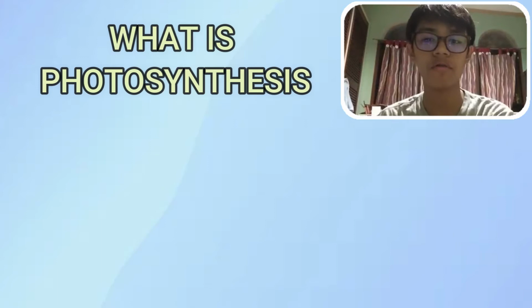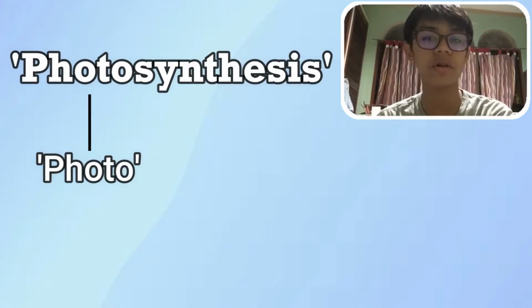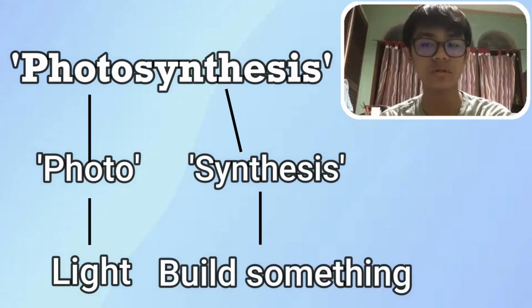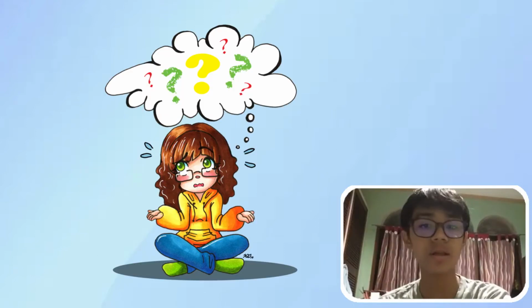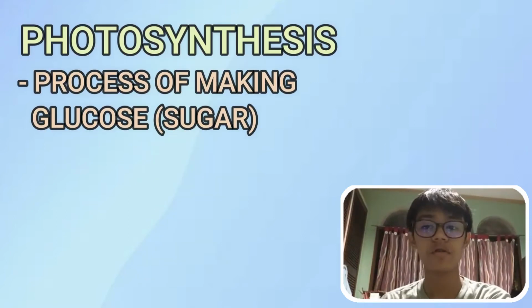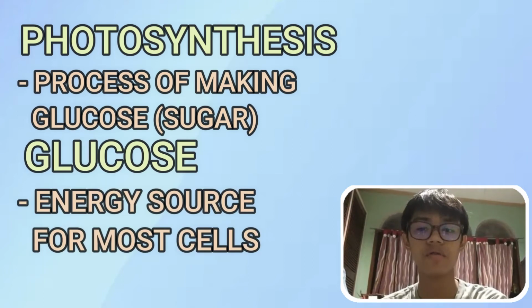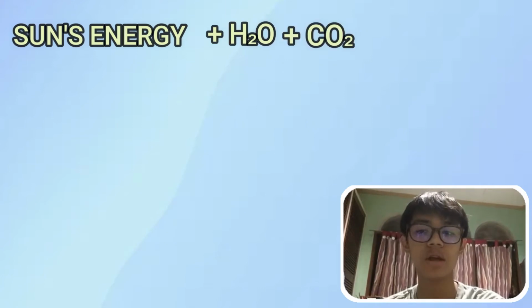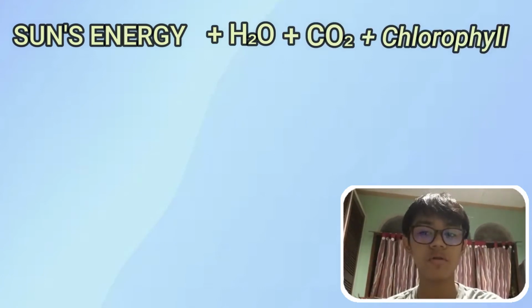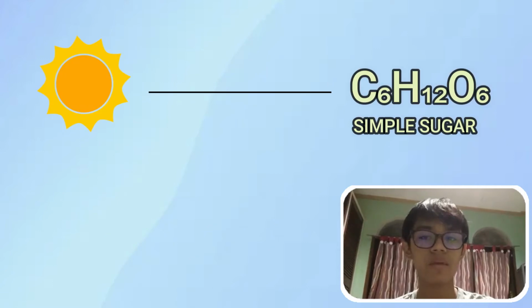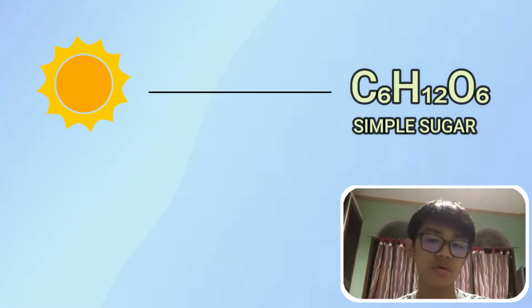What is photosynthesis? From the word photosynthesis, photo is a Greek word meaning light, and synthesis is another Greek word meaning putting together or building something. But what exactly is photosynthesis? Photosynthesis is the process of making glucose, which is the energy source for most cells. It makes this from sunlight energy, water, and carbon dioxide, as well as CO2, CO3, and oxygen. It is also the process by which plants, algae, and some bacteria convert sunlight into chemical energy in the form of sugars.